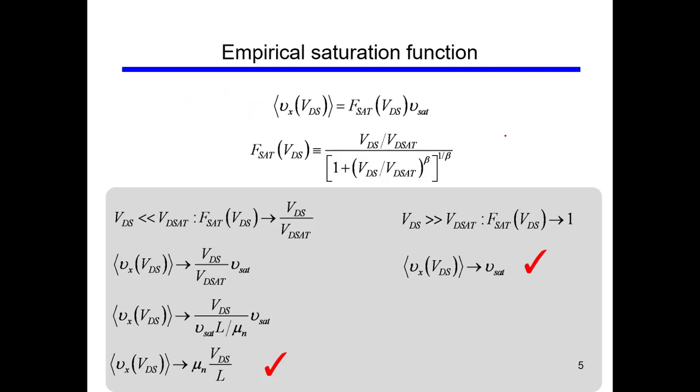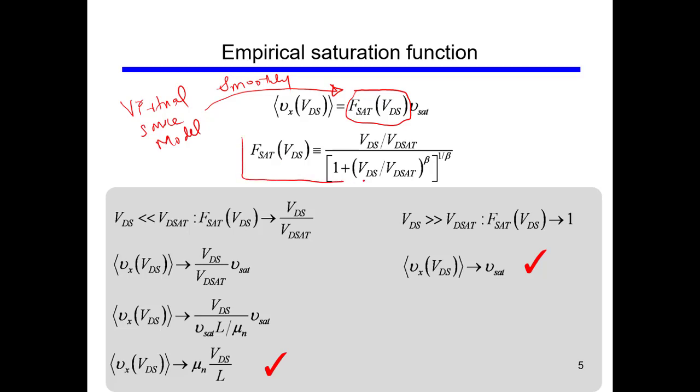So how to smoothly connect is given by this formula. This is the main function of the virtual source model, the function that connects the regions smoothly. Some researchers have derived this formula: F = (VDS/VDSET) divided by (1 + (VDS/VDSET)^beta)^(1/beta).